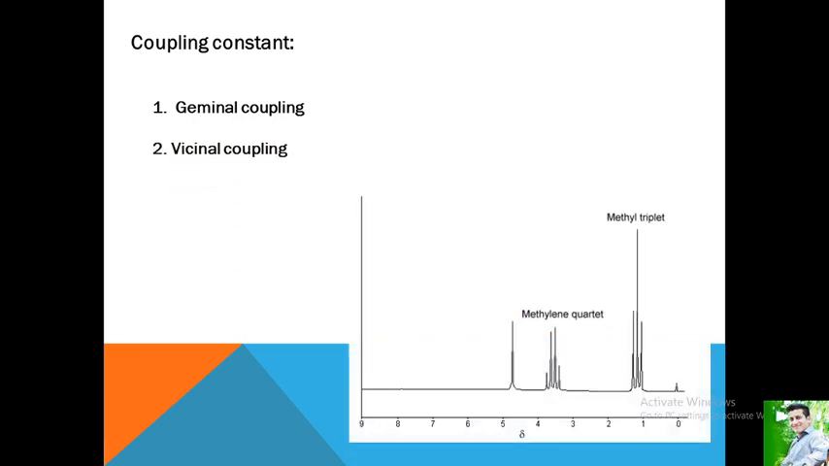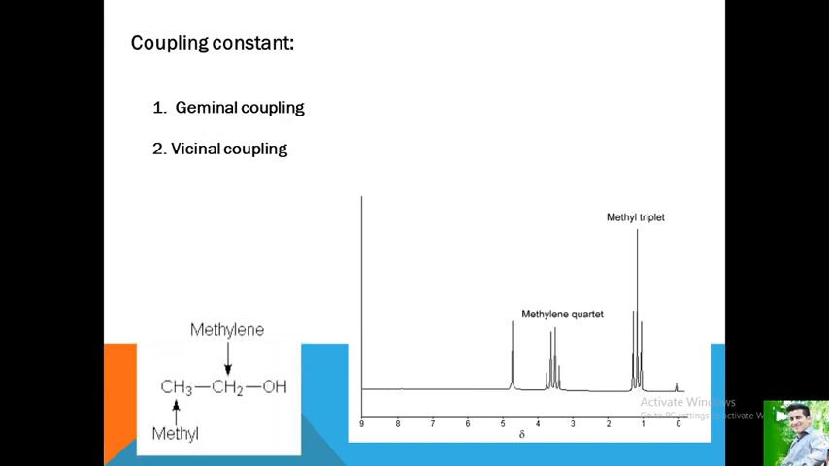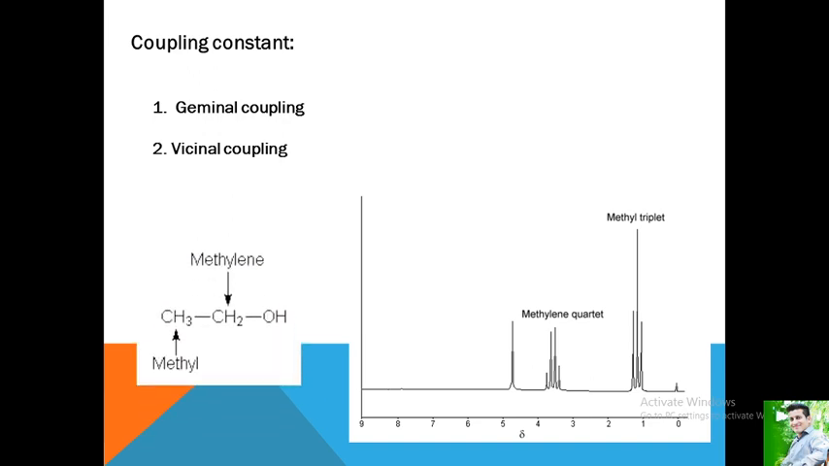So, in vicinal coupling, the value of the coupling constant varies with the dihedral angle. These protons are separated by three bonds. From the value of the coupling constant, it is possible to determine the configuration of the particular system. So here we consider the structure of ethanol. These are the methylene protons and this is the methyl proton.